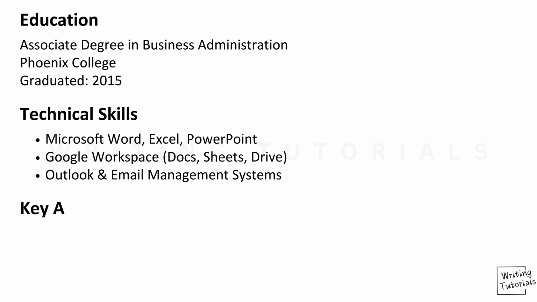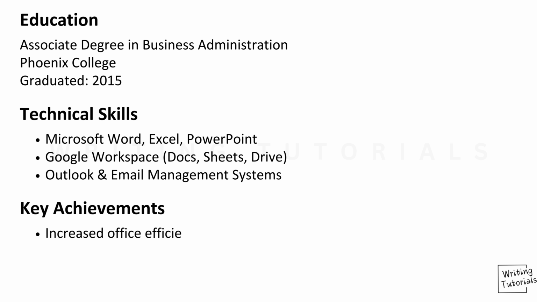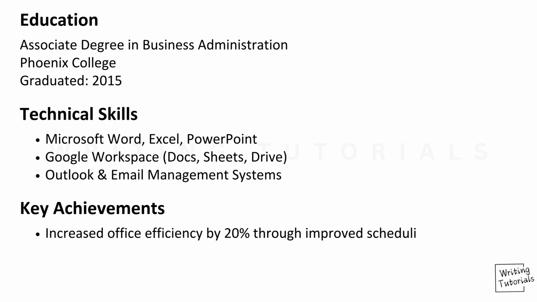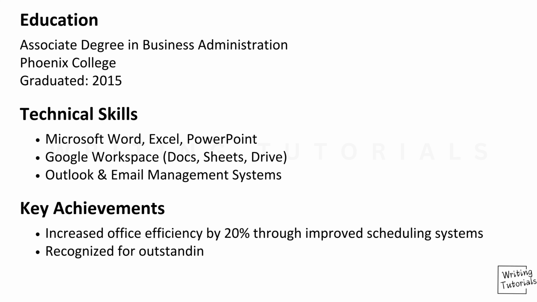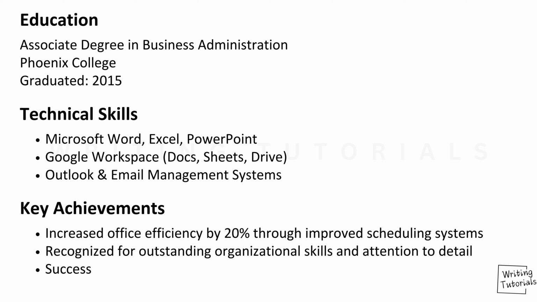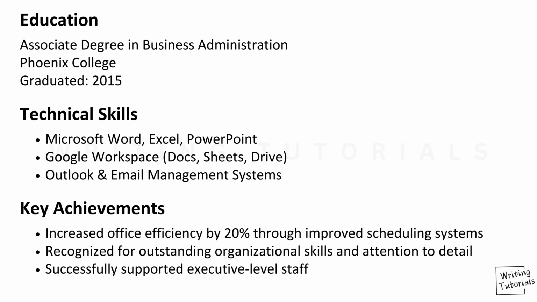Key achievements. Now let's look at key achievements. Here is the full sample. Increased office efficiency by 20% through improved scheduling systems. This shows measurable success. Recognized for outstanding organizational skills and attention to detail. This adds credibility. Successfully supported executive-level staff in a fast-paced environment. This shows experience and reliability. This section helps you stand out by showing your impact beyond daily tasks.